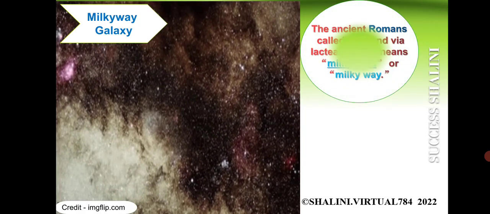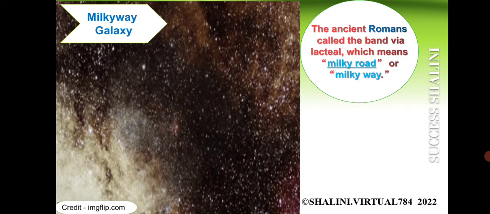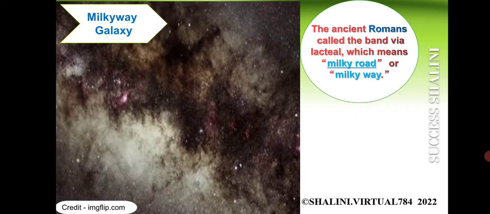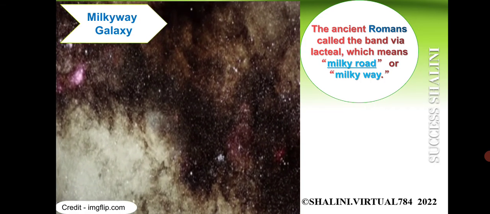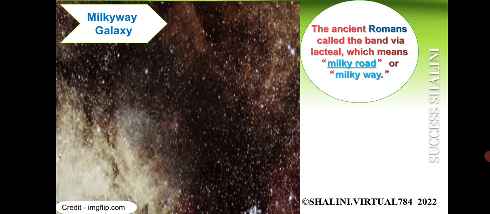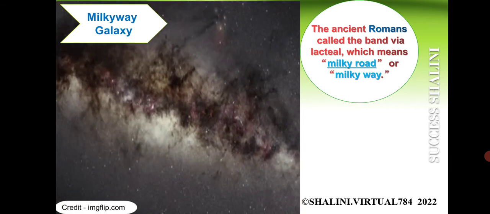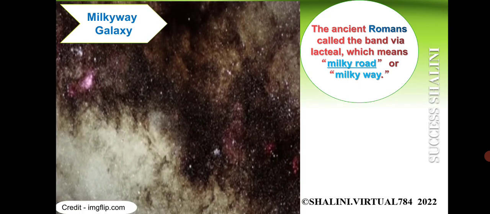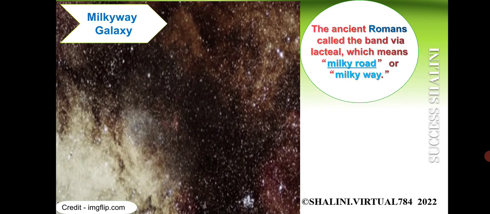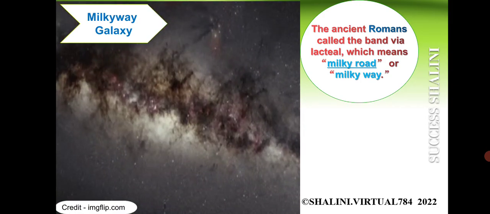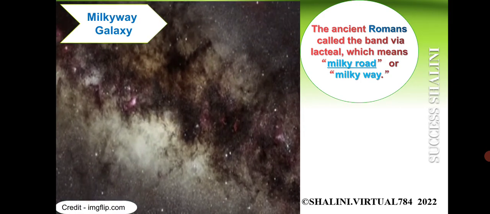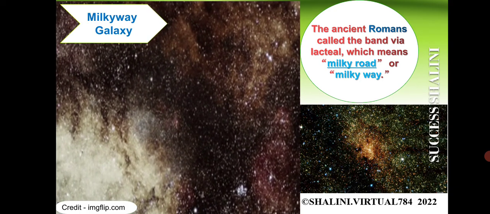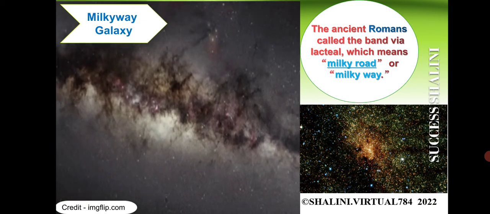The ancient Romans called this band Via Lactea, which means Milky Road or Milky Way. Actually, our Milky Way galaxy, or Akash Ganga, has been named so because it looks like a faint band of light in the night sky, as though some milk has been spilled across space. That is why the name Milky Way. And here is a little brighter view of our Milky Way galaxy in the second picture.